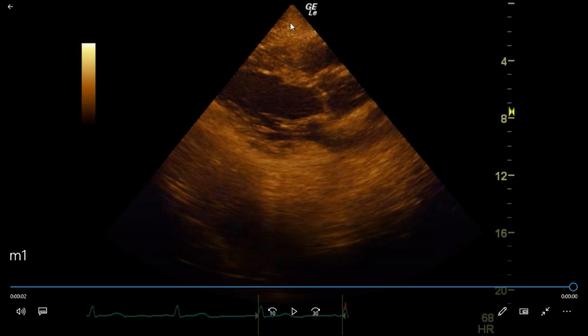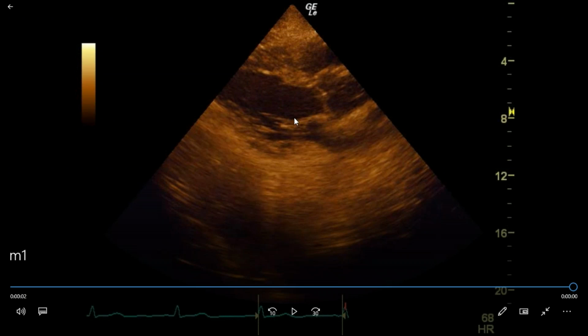The chest wall is right here. Of course, you have your transducer right up here. The transducer is located right here. The chest wall is right there. Below the chest wall, of course, you have the pericardium, then the RV wall. This is the RV cavity right here. This is your septum, ventricular septum. This is the left ventricle.